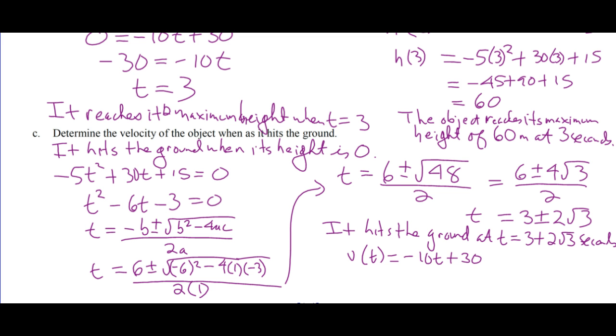Yeah? Okay, so v at 3 plus 2 root 3 is negative 10 times 3 plus 2 root 3 plus 30, which is what? Negative 20 root 3, right? I mean, that's going to be negative 30, so those are gone. So it's just negative 20 root 3 meters per second. So when it hits the ground, it's going negative 20 root 3. It's a good thing it's negative because it's got to be going down, right? Yeah, whatever that is.